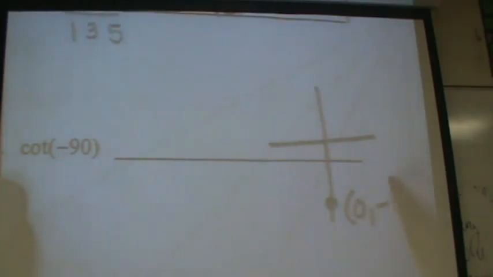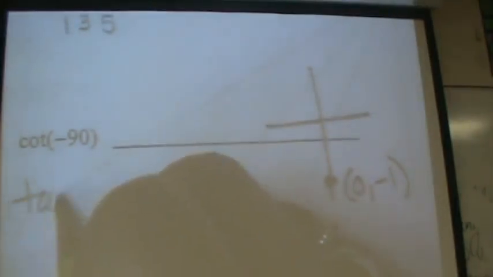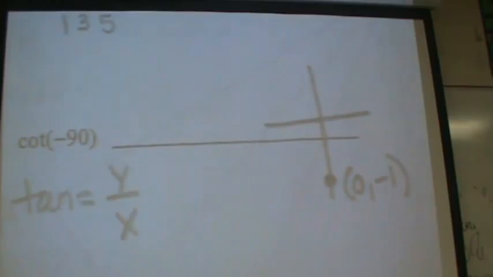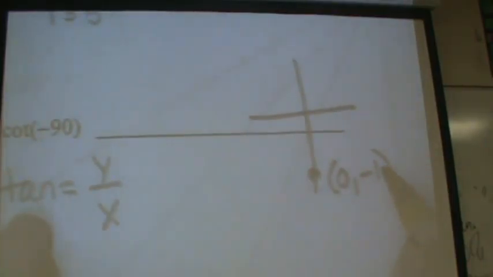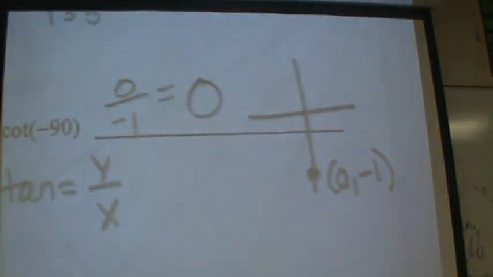Cotangent of negative 90. Where's negative 90? It's right here, negative 90 degrees, which is 0, negative 1. Well, tangent is y over x. What's the cotangent one? X over y. What's the x value? So what's 0 over negative 1? It's a big fat 0.